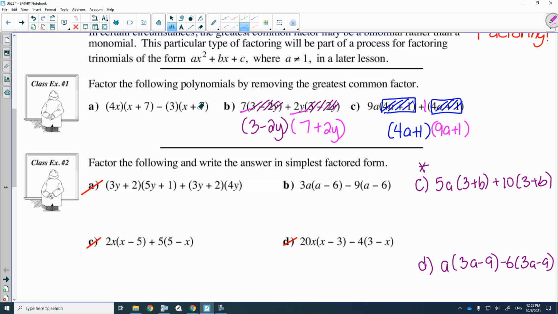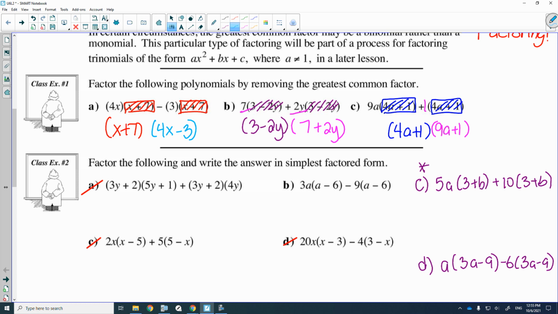What's the other factor? So let's do x plus 7, right? This is what we're factoring out, so it's gone. And then, McKenna, do you see what the other factor would be? 4x minus 3. Yes, that's what's remaining.